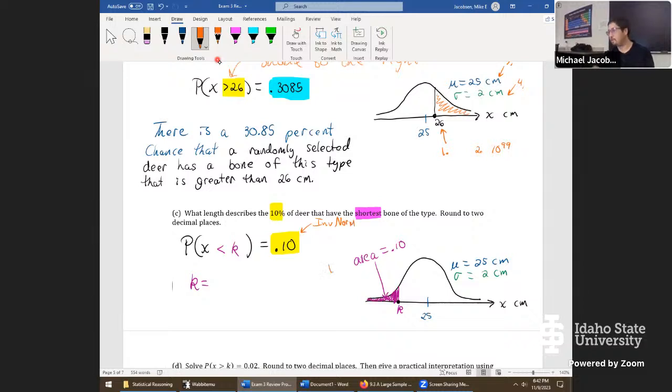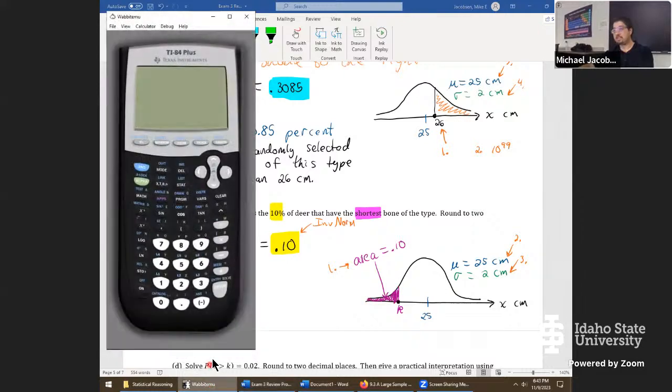And in the inverse norm, input 1 is area. And last inputs are just the same as before. So let's throw this all into the calculator and see what K comes out as. Definitely double check it on the graph as well. It's easy to kind of flip which side K should have been on, the left tail or the right tail for this problem, but you'll know right away once you check in the calculator. So let's take a look.